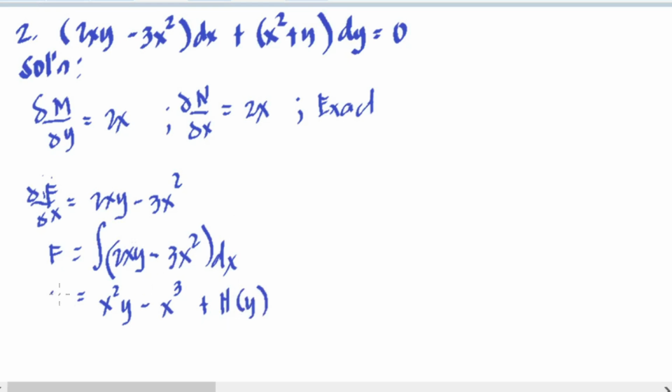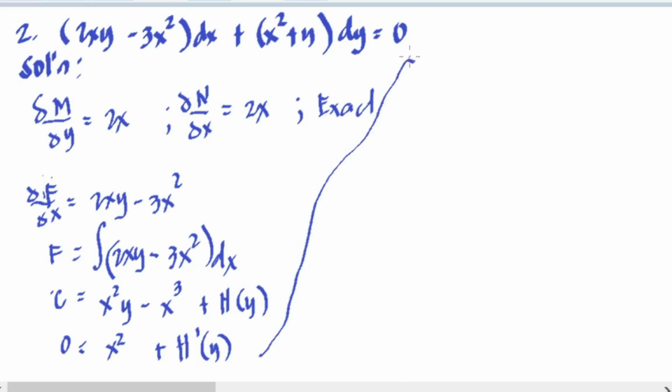And then we differentiate this one. If we differentiate this one with respect to y, the first term will be 0, and then with respect to y, that is x squared, right? And then plus h prime of y. Where did x cubed go? Since we are differentiating with respect to y only, this is considered a constant.